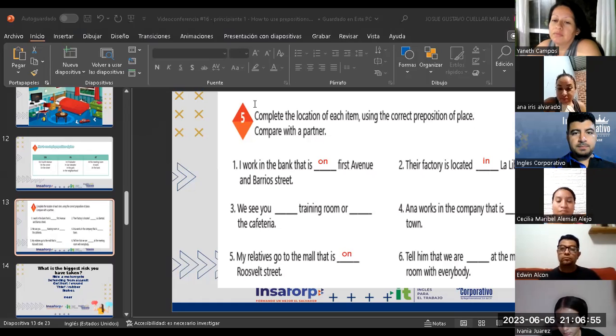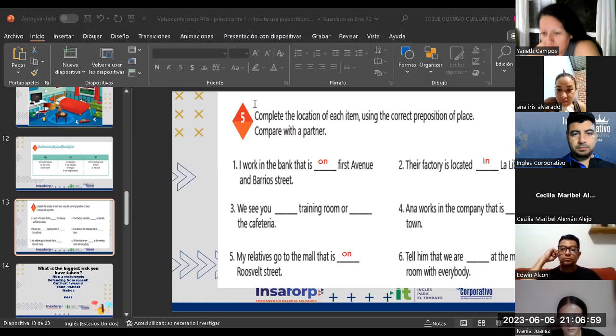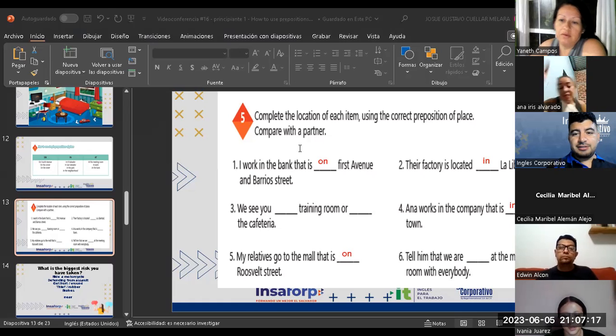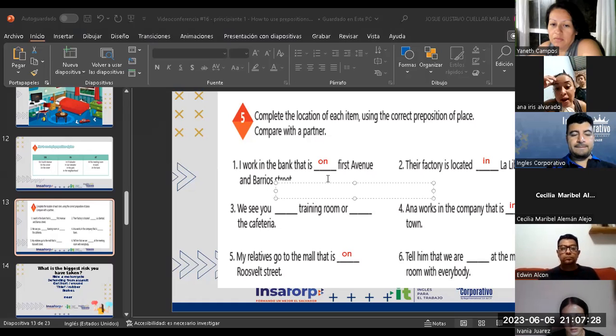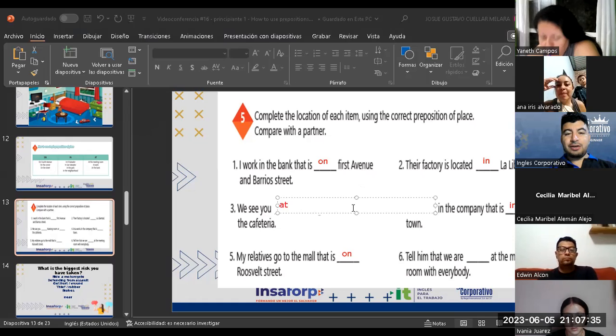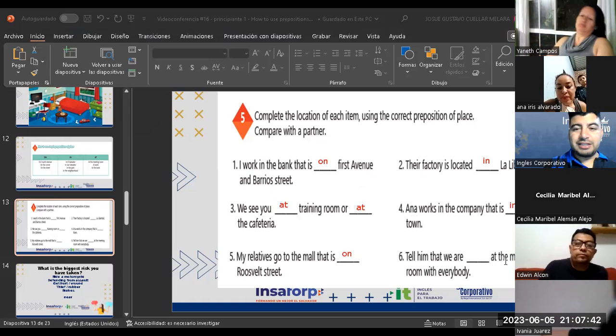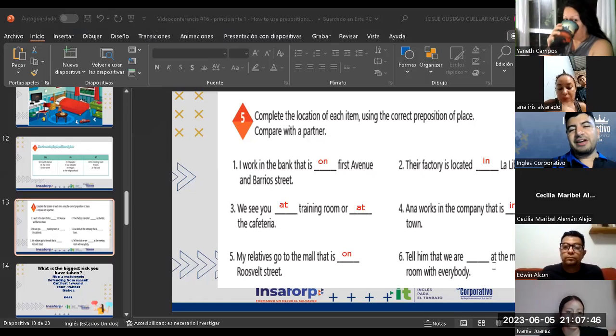Number four. Anna works in a company that is at... Fíjate que aquí sería in town, porque sería como una colonia o un departamento, como sea, pero dice que en la ciudad. But thank you, Janet. Very nice. We see you on training room or in the cafeteria. Casi. Aquí se utiliza at porque es algo bien específico, ¿verdad? Training room at the cafeteria. Y aquí en el 6, si se dan cuenta, ya está el at, ¿verdad? Está mal este ejercicio porque esta palabra at no debería estar, pero ahí está.